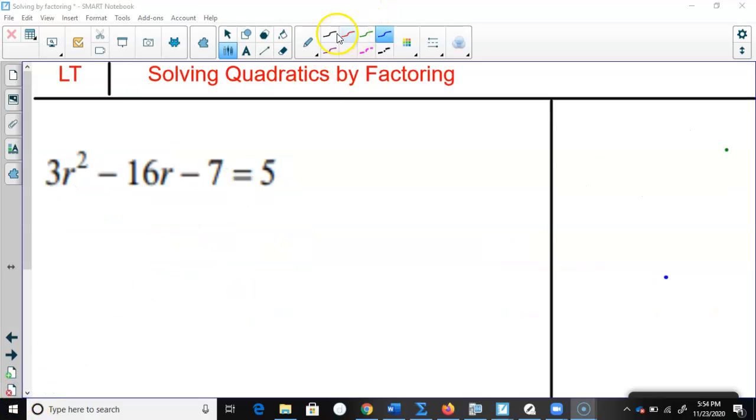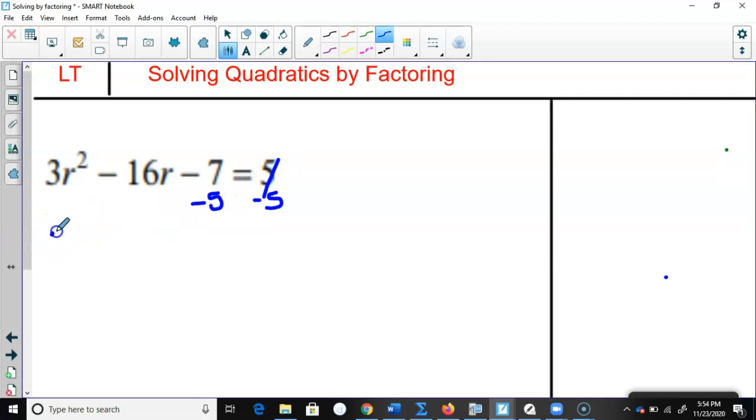Okay, this one I have here is a little bit different than the first one and the second one. The first one was set equal to 0. The second one was set equal to 0 and already factored. This one is not set equal to 0 and it is not factored. So what we need to do here is set this equal to 0 by subtracting 5. If it's not set equal to 0, we need to get it so it's set equal to 0.